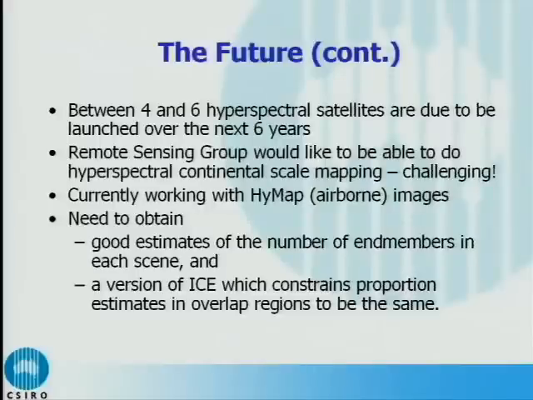That's the sort of data we work with. We need to obtain good estimates of the number of endmembers in each scene. So the idea is to do a first pass of ICE in each subscene, and get a good estimate of the number of endmembers. And then to run ICE again with the constraint that the proportions in the overlap regions are the same. And I don't think that's hard to do, but you need good estimates to begin with of the number of endmembers in each scene.